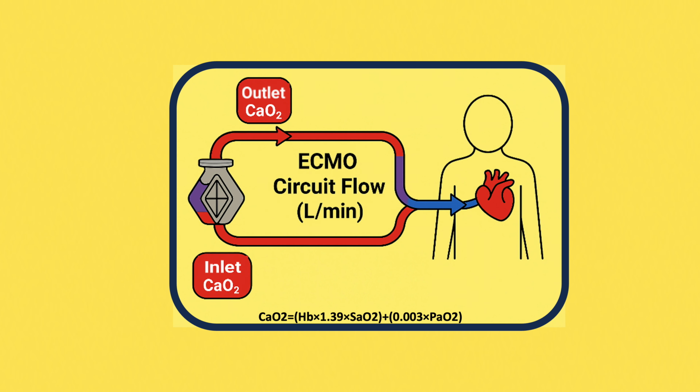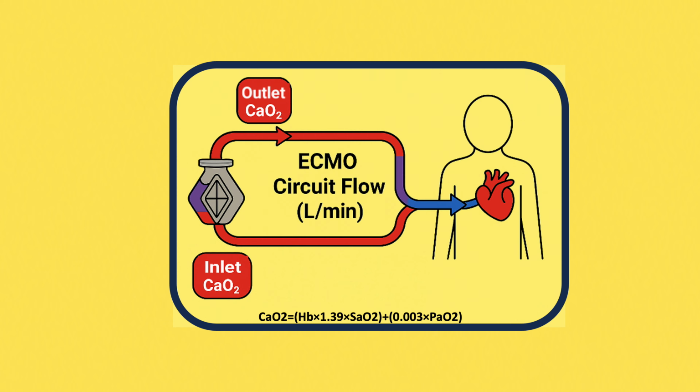Now let's discuss oxygen delivery in ECMO. This represents the amount of oxygen transferred from the circuit to the blood per minute. It depends on the ECMO blood flow rate and the difference in oxygen content between the blood entering and leaving the oxygenator. It's important to remember oxygen content.